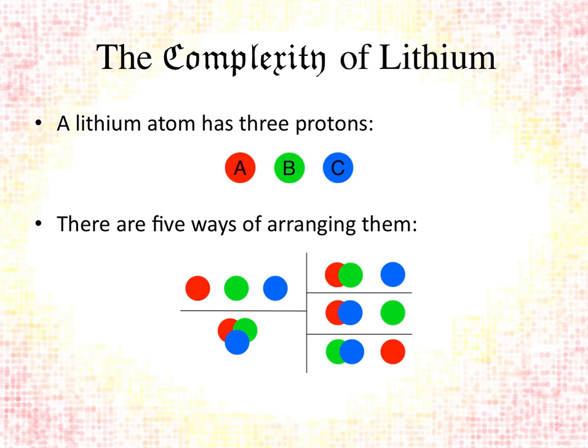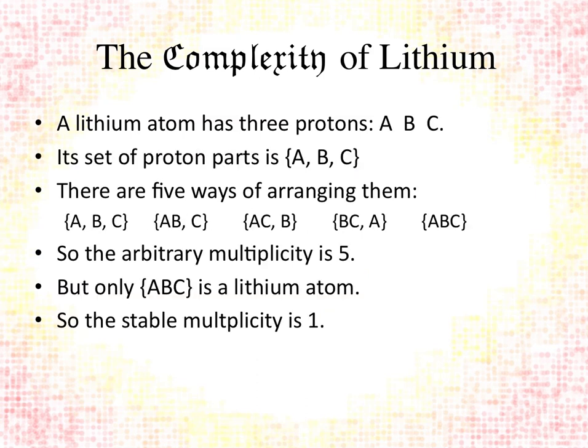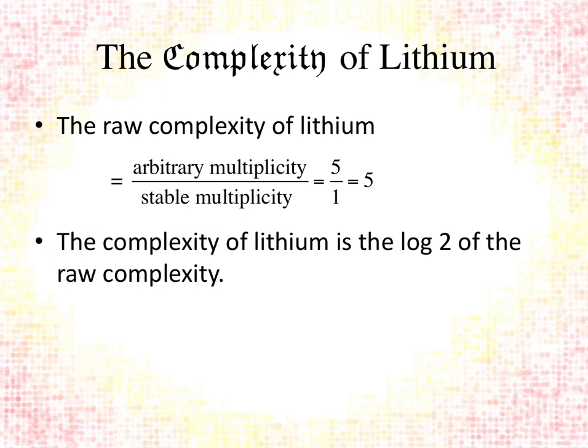What about lithium? Let's not do all that complicated stuff with sets. Let's just say a lithium atom has 3 protons, A, B, and C. They're colored. There are 5 ways of arranging them. There they are in that diagram. They're all separate, or they're all together, or you have a pair and 1 left out. 5 arbitrary ways of arranging the protons, so the arbitrary multiplicity is 5. But only that one way of sticking them all together, A, B, and C, is a lithium atom. So the stable multiplicity is 1. That's the way of recovering the type lithium from all the arrangements of protons. So the raw complexity of lithium is arbitrary multiplicity over stable: 5 over 1 is 5. The complexity of lithium is going to be the log base 2 of the raw complexity. No need to worry about that here.